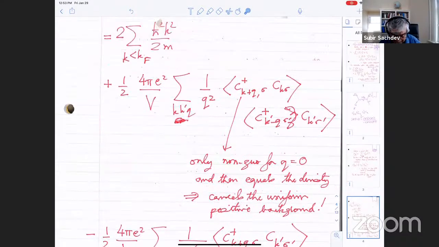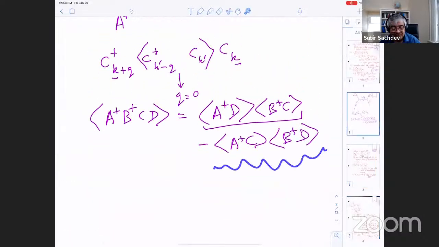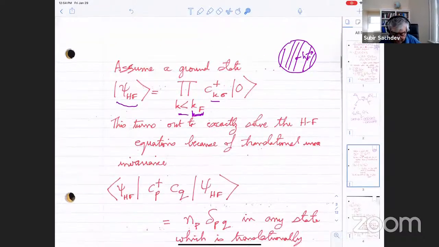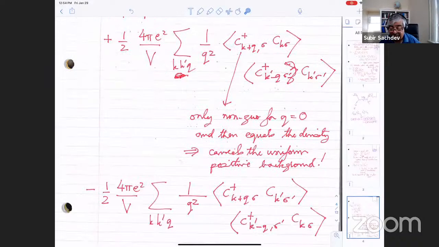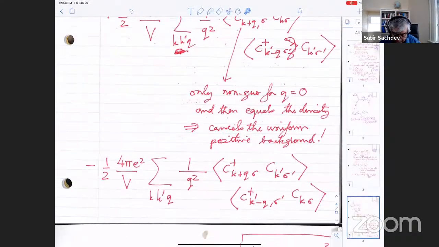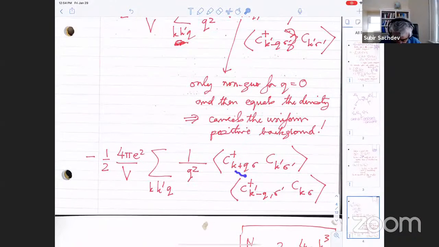All right, but there's another term, there's this term here. What about this term? That term has a negative sign. So we are going to find that the Coulomb interaction gives you a negative contribution to the energy, not positive. And that's a purely quantum effect. So I take the other term, A dagger C, B dagger D. So this is the expectation value here.